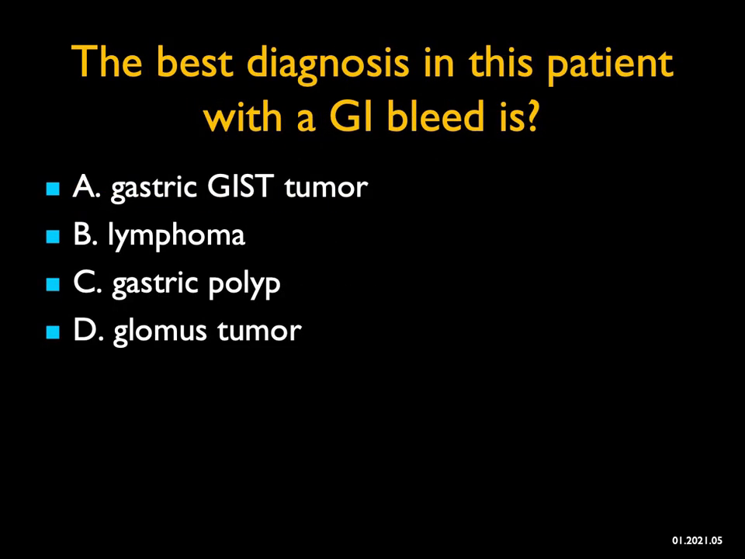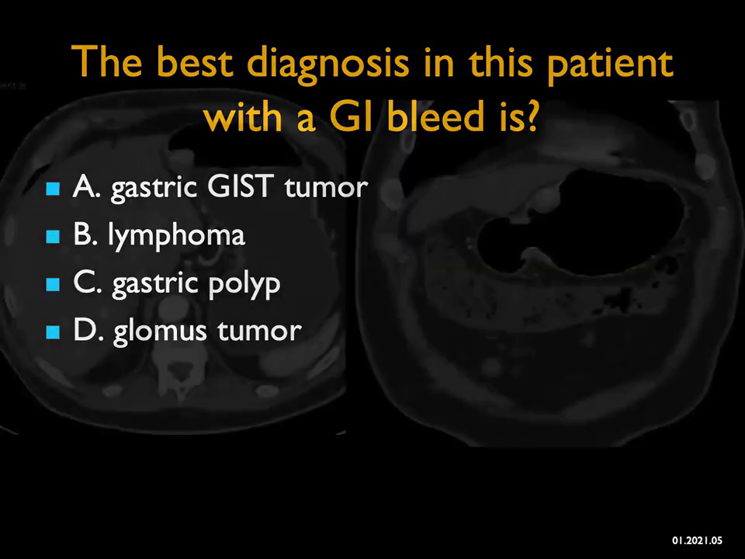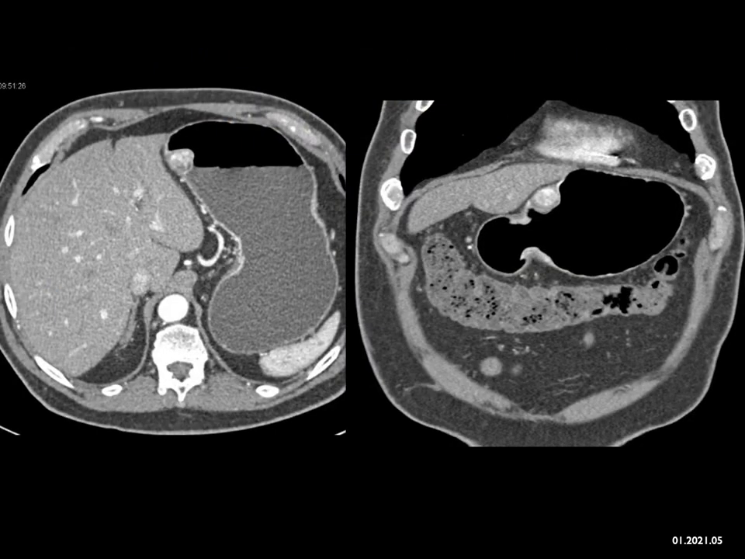Now, this patient had a GI bleed, so I'm asking you, what is the best diagnosis? Now, when you think about it, GI bleeding, we always think about CT being excellent below the ligament of Treitz, but in the upper abdomen, it's also excellent. So in this case, what do I see? I see a mass that appears to be submucosal. The mass in the 1 centimeter range is the only mass.